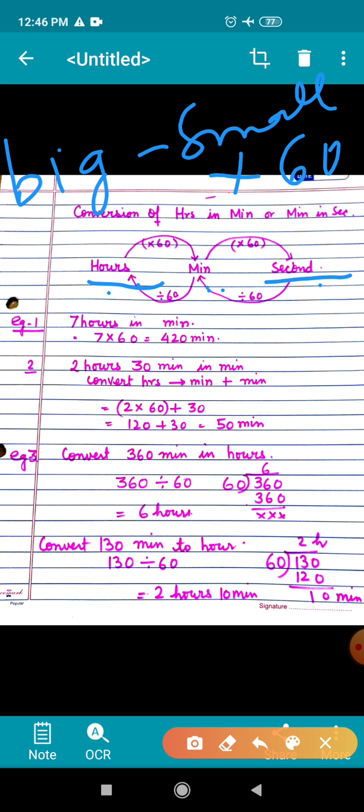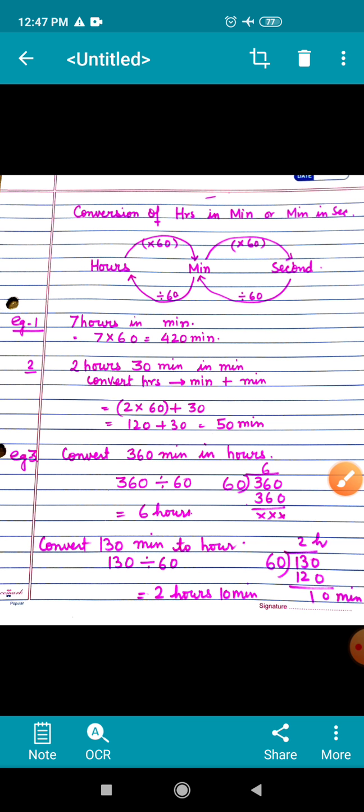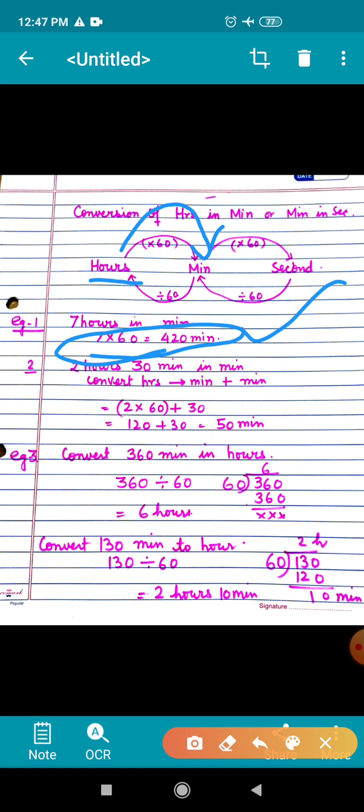Okay, but when you convert a small unit in big unit, you always divide. Just see these examples. Here, children, 7 hours in minutes. Hours in minutes, what you will do? Multiply. So multiplied by 60 and we have got 420 minutes as the answer.